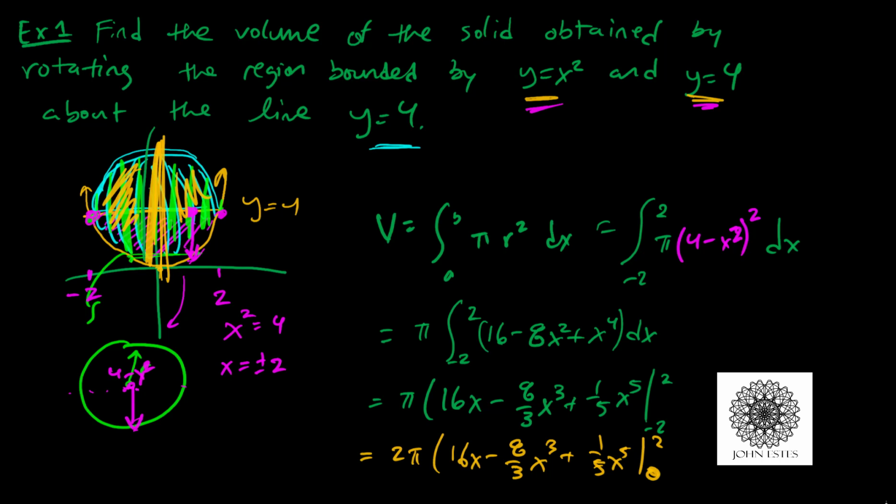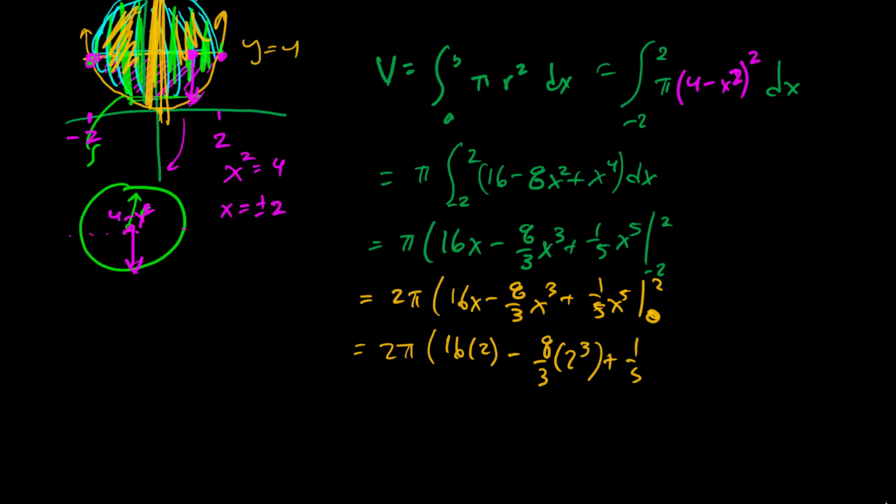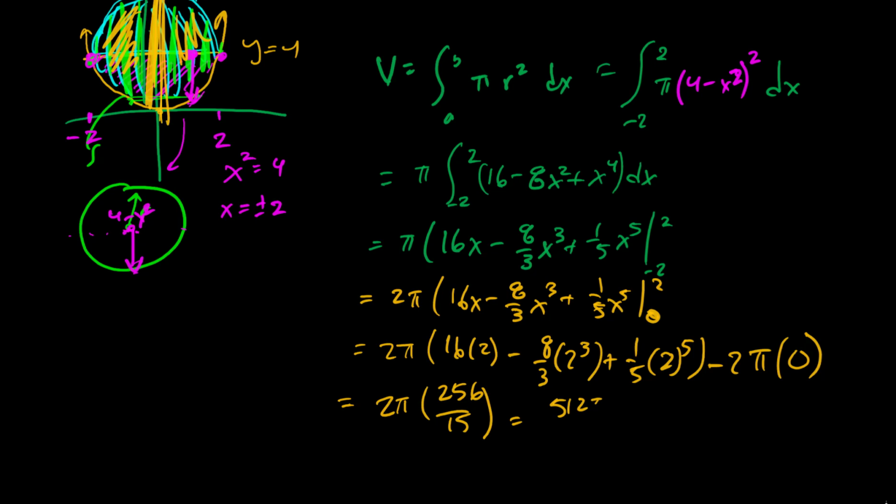Now from this point it's just arithmetic, and we need to tread lightly. Let's see what we get. We get 2 pi times 16 times 2 minus 8 over 3 times 2 cubed plus 1/5 times 2 to the fifth, all that minus 2 pi times what we get from plugging in 0 for all my x's. Well, they all zero out. We just do some arithmetic here. We get 32 minus 64 thirds plus 32 fifths. You can bring all that together and you should end up with 256 fifteenths. So we end up with 512 pi over 15, and that is my volume.